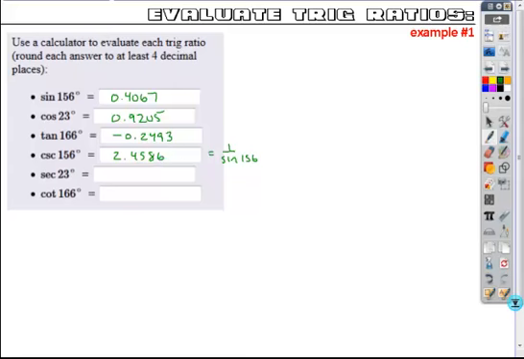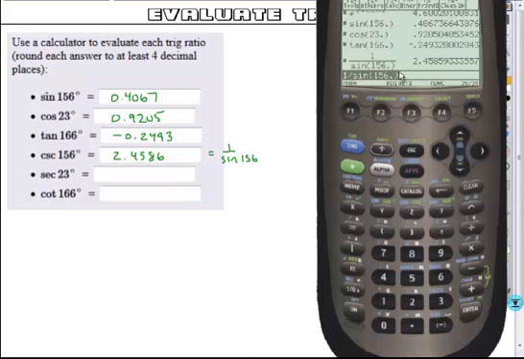So I can use the definition of the reciprocal. If I wanted to, I could also just type it in with the alpha keys. So I could just alpha lock my calculator, type CSC, deselect the alpha key, and then type the 156 with the decimal. And when I do that, it evaluates it the same way. So you can do either one. It's completely up to you.